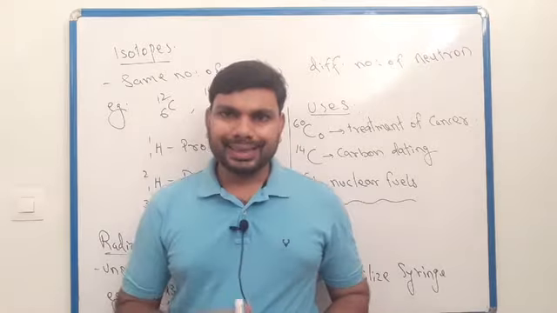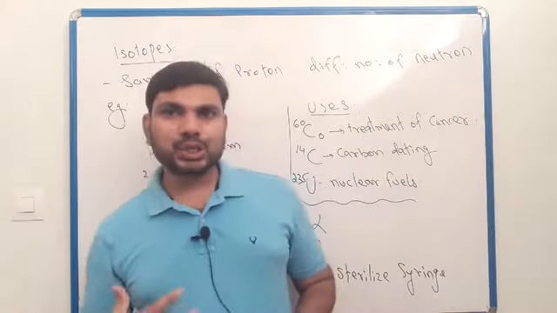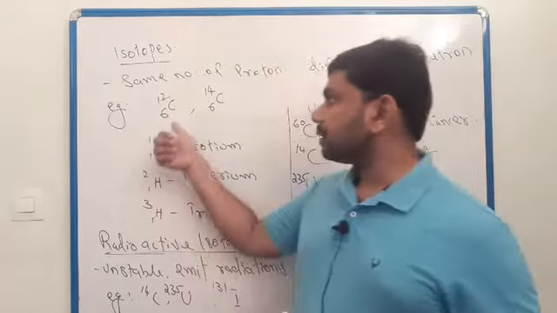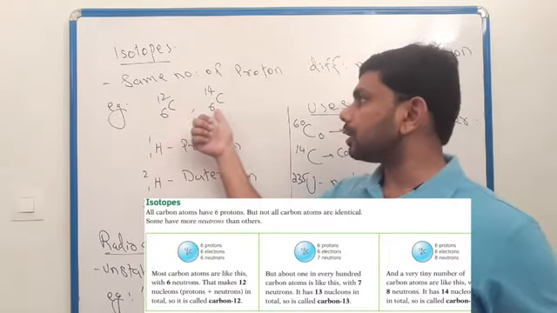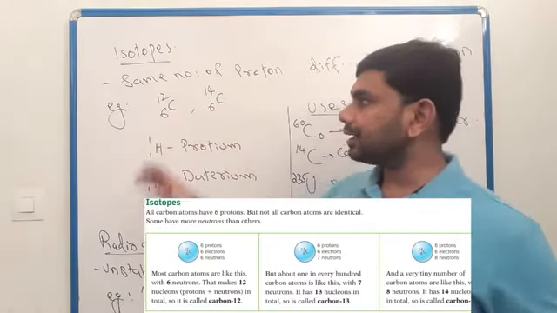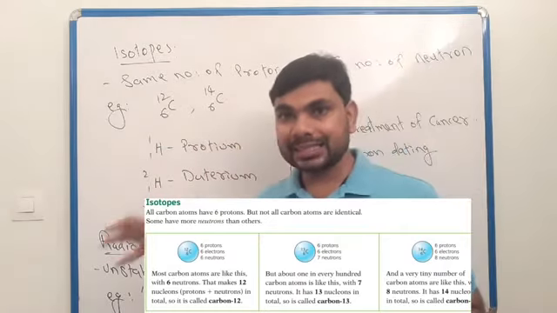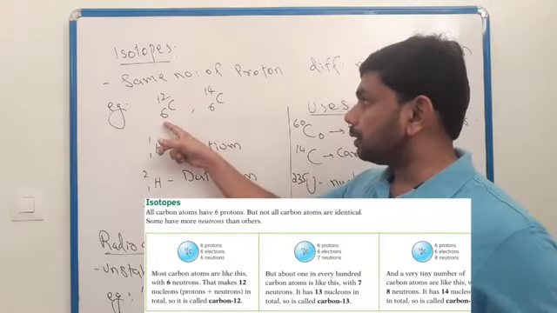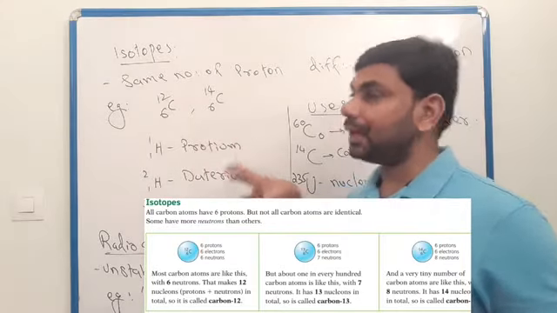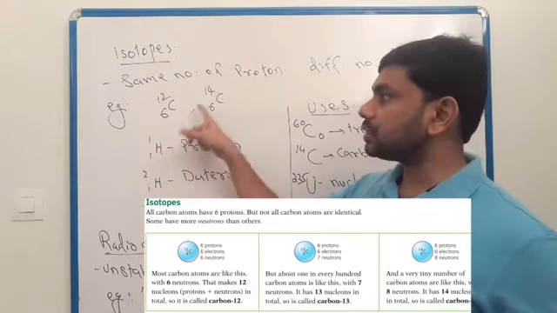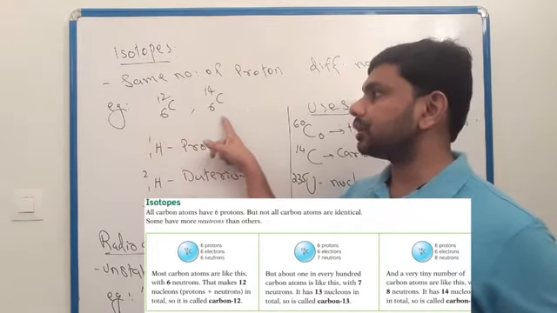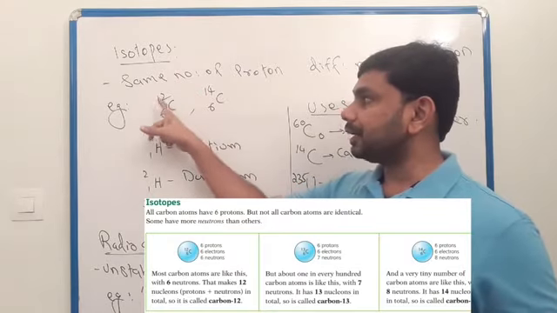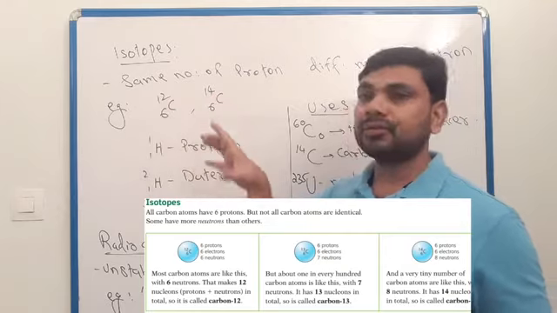Clear? Okay, next we have to discuss isotopes. See here, an example of isotopes: carbon 12 and carbon 14. Here the same element, carbon, exists in different forms. This is carbon, this is also carbon, their atomic number is the same, but they have different mass numbers. Here the mass number is 12, here the mass number is 14.